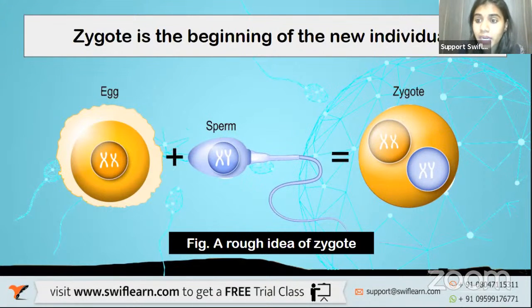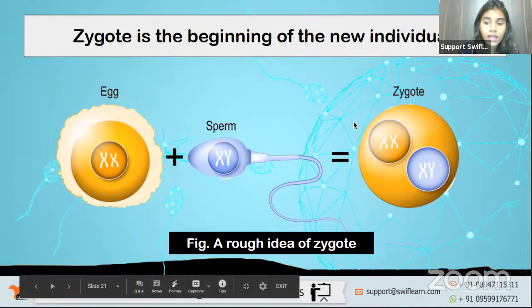It takes about 9 to 10 months for the child to properly develop inside the uterus of the mother. And then once the child is fully developed, the signal goes and the uterine wall starts contracting very heavily, and then the child comes out through the vagina. Clear? So here you can see the egg and the sperm, they form the zygote.